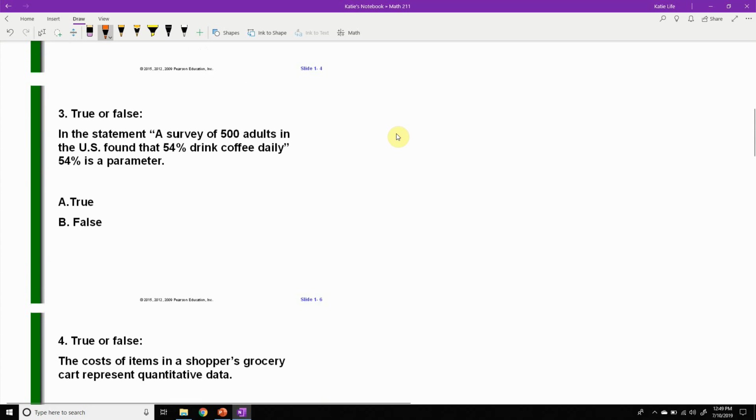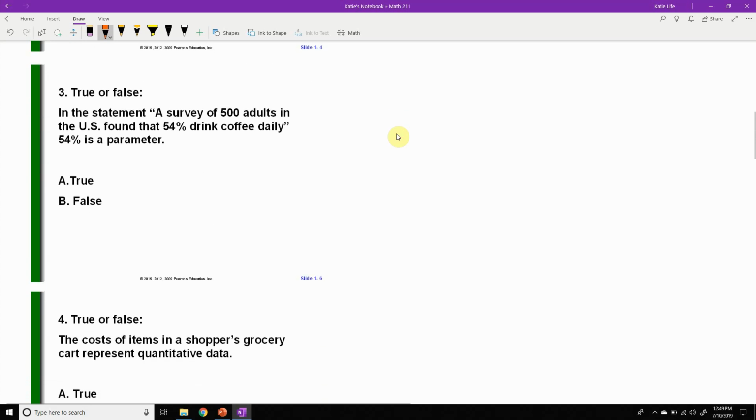Number 3, true or false? In the statement, a survey of 500 adults in the U.S. found that 54% drink coffee daily, 54% is a parameter. Now, I've got a little mnemonic device that I use to remember the difference between a parameter and a statistic. Population and parameter both begin with a P. Population, parameter. Parameters are the numerical values that are describing a population.